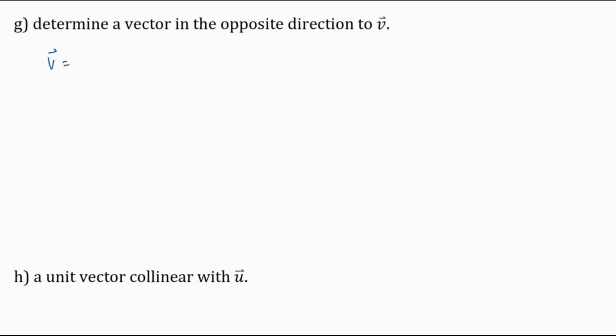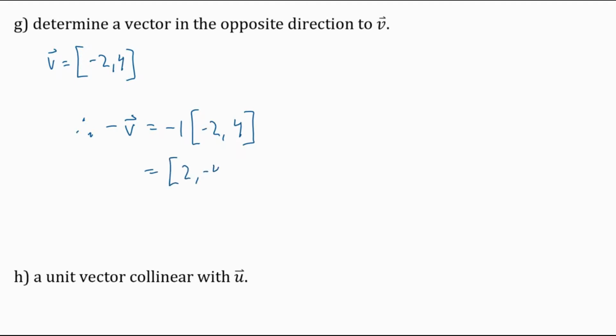So vector v, I'm just writing it out because I don't have it here, is (-2, 4). Any vector in the opposite direction would be something like negative vector v, which is negative 1 times (-2, 4), which is positive 2, negative 4. It's as easy as that. Again, the actual mechanics, the actual computation, is really simple and straightforward. It's just understanding what the question is asking.